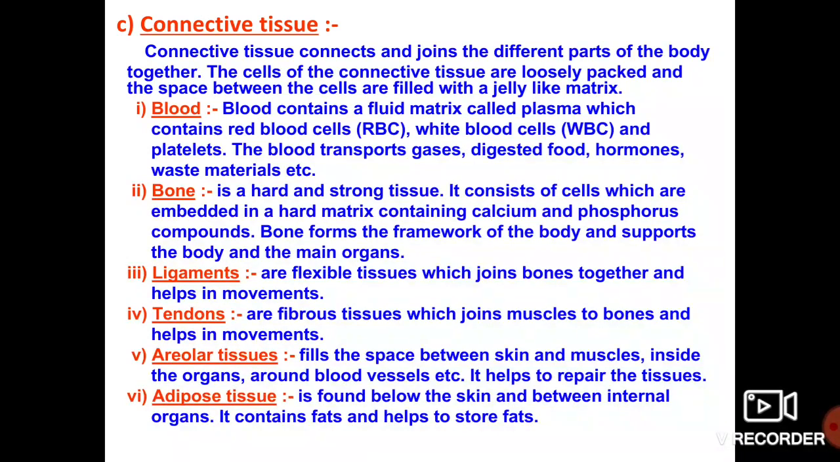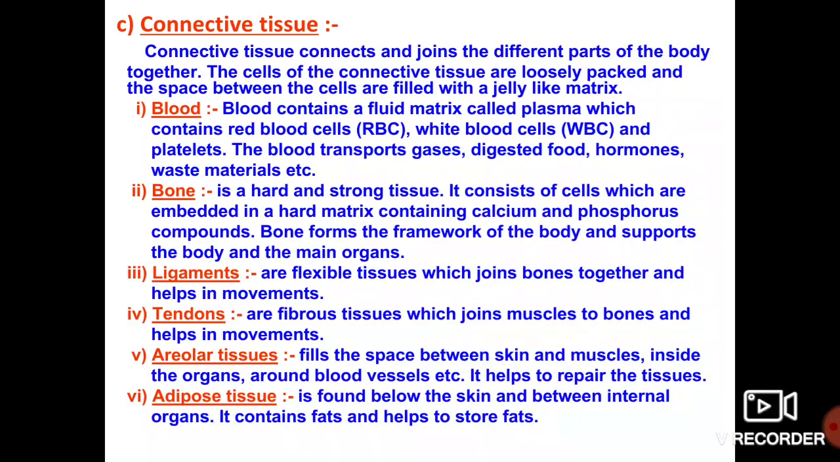As we know, based on the nature of the matrix, connective tissue is divided into three types: connective tissue proper, skeletal tissue and vascular tissue. So again, connective tissue is classified into three types: connective tissue proper, skeletal tissue and vascular tissue.